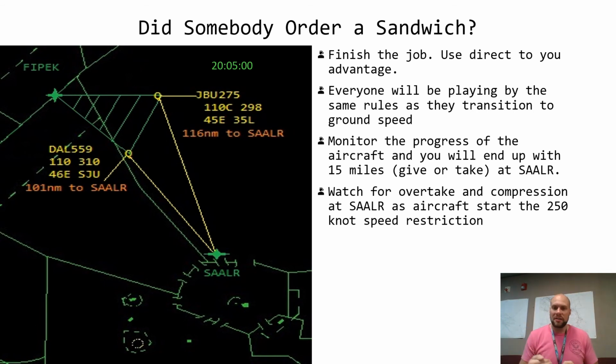So monitor the progress of the aircraft, and you will end up with 15 miles, give or take, at sailor, right? Watch for overtake and compression at sailor as aircraft start to make their way back to that 250 speed restriction you gave, right?